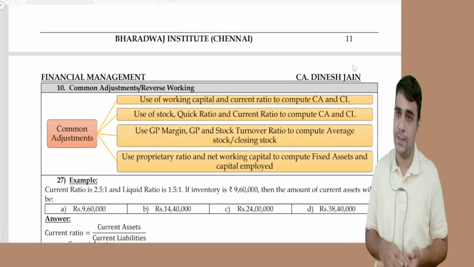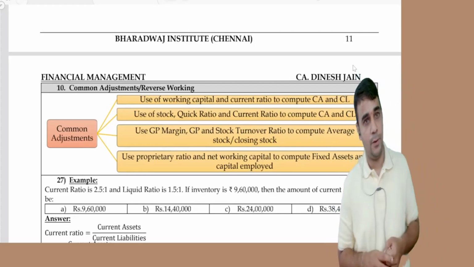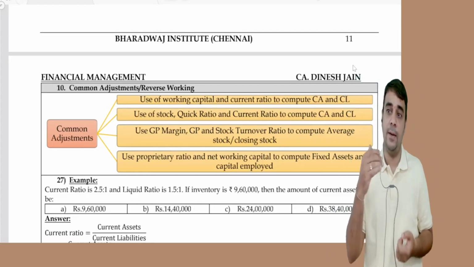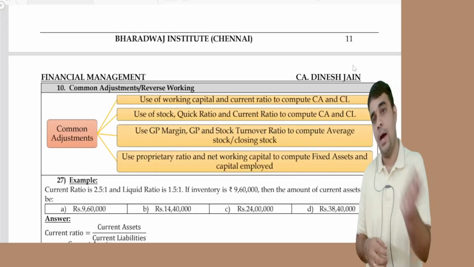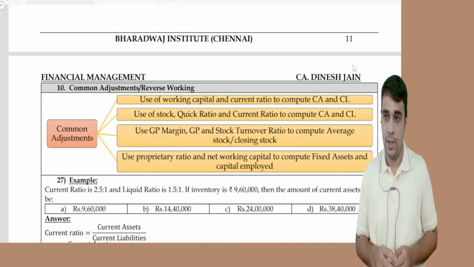One is called EPS, which is EAT divided by number of equity shares. DPS is total dividend by number of shares. DPS as a proportion of EPS is called payout ratio. 100% minus payout is called retention ratio.